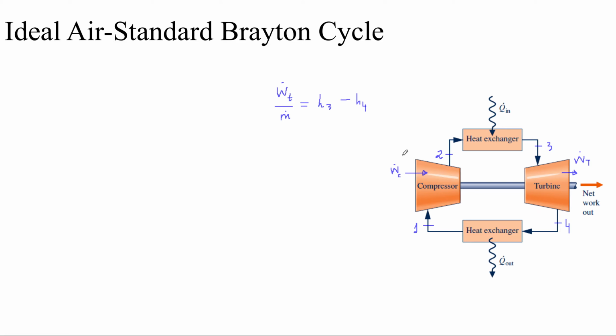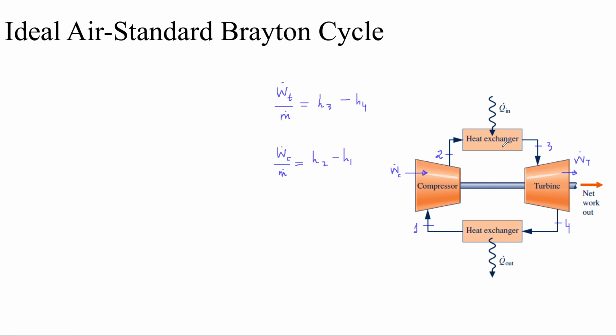And then I've got work done across the compressor that I can look at. Now because the arrow is pointed inwards, instead of looking at the initial minus final state, I'm going to have it flipped, final minus initial. So it's going to be H2 minus H1. That's a good little trick to have up your sleeve if you want to analyze any kind of cycle really quickly.